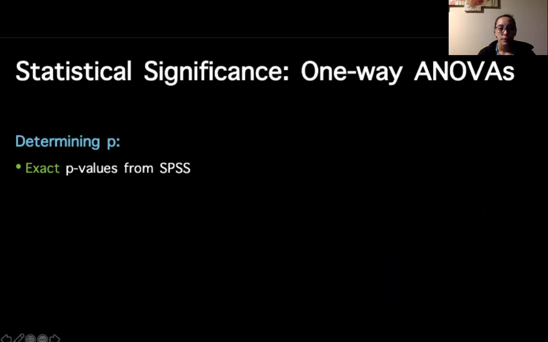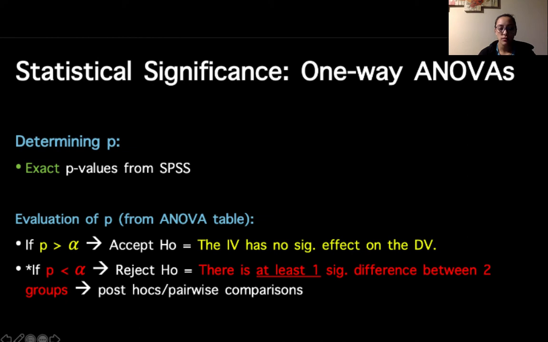All right. So when we determine if we have statistical significance, we're going to be using the exact p-values that SPSS gives us. The interpretation of these p-values is the same as for one-way independent ANOVAs. So if we have a p-value greater than our alpha, or 0.05, we accept the null hypothesis, and we end up arguing that the independent variable has no significant effect on the dependent variable. If, however, we have a p-value less than alpha or less than 0.05, we reject the null hypothesis and say there is at least one significant difference between at least 2 groups of our independent variable.